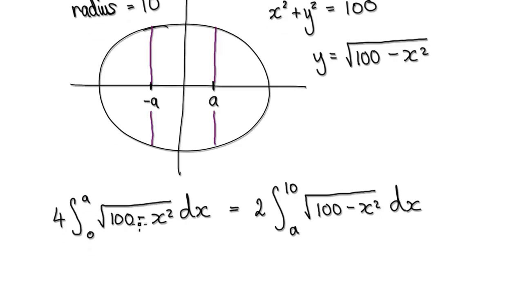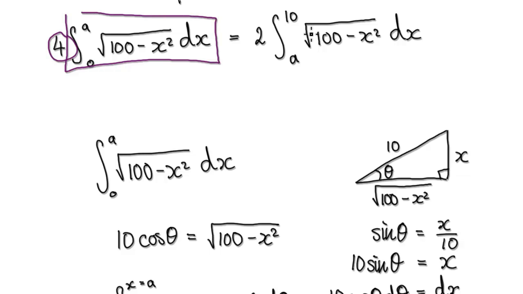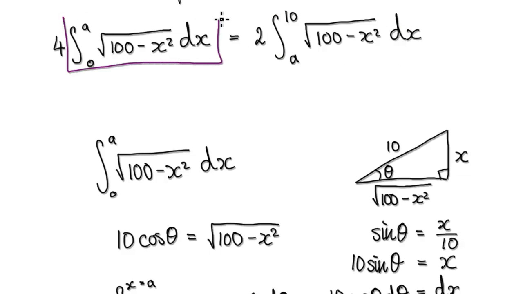So to integrate this, let's just concentrate on this only. Later on, we can take care of the 4. Later on, we can take care of the from a to 10. At the moment, we're just doing it from 0 to a. Let's just concentrate on this block and try and integrate this. Later on, we can take care of these. So for the time being, let's just concentrate on this bit here.